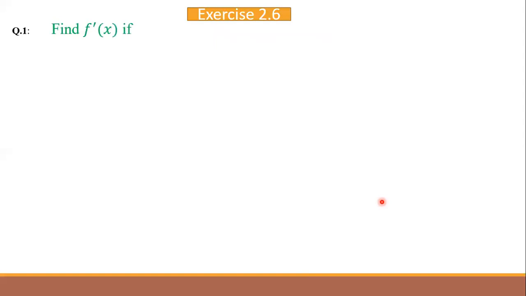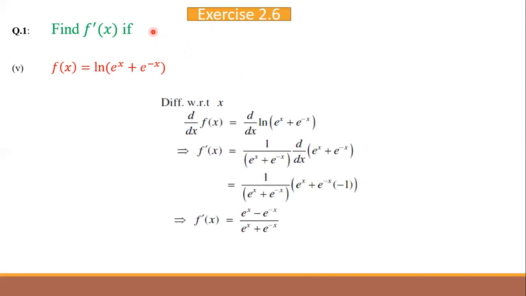Now, exercise 2.6, question number 1: find f prime of x. F prime of x means f dash of x, which is the first derivative. Our first part is f of x is equal to natural log of (e raised to power x plus e raised to power minus x). And what is the derivative of natural log of x? The derivative of natural log of x is 1 over x into d by dx of x. So differentiating with respect to x, d by dx of f of x is equal to d by dx of natural log of (e raised to power x plus e raised to power minus x).